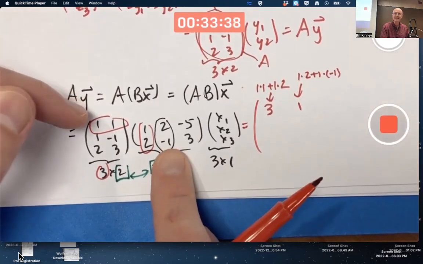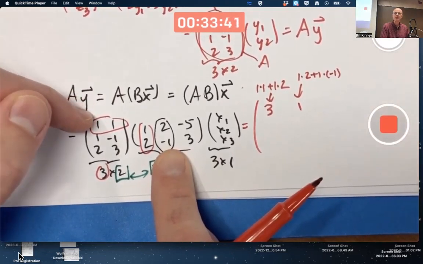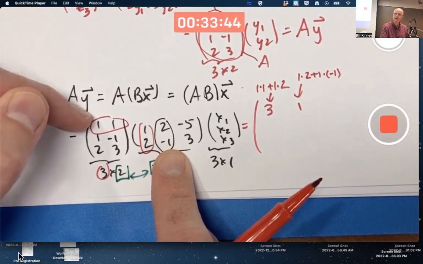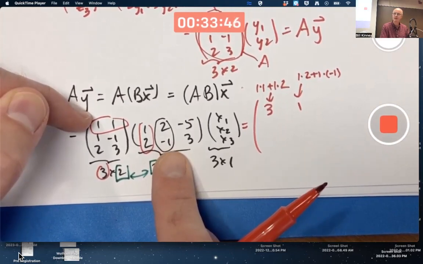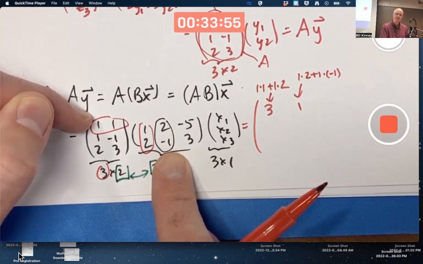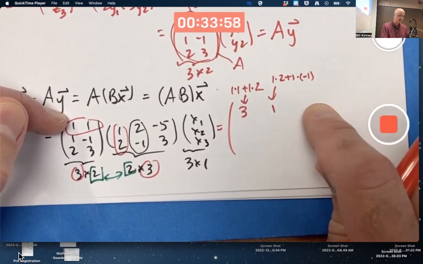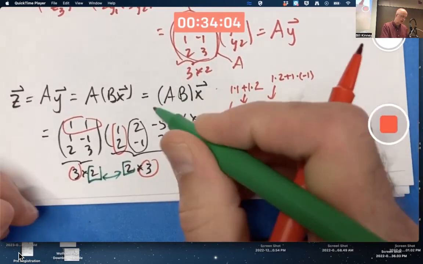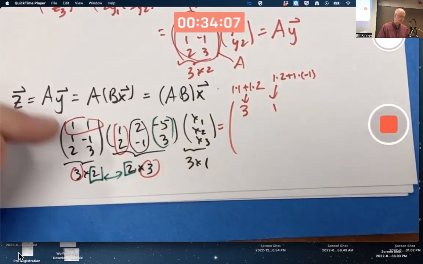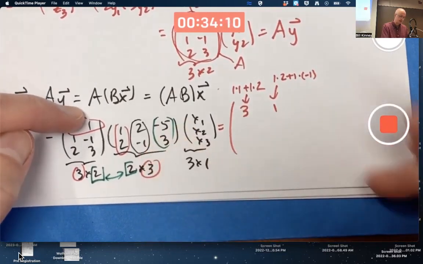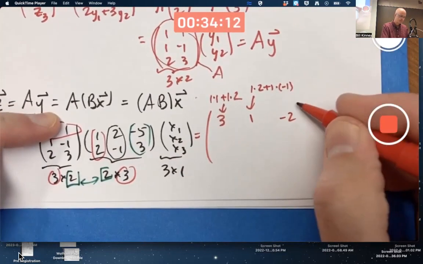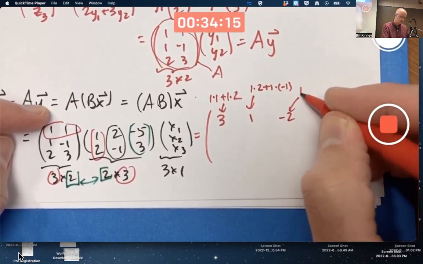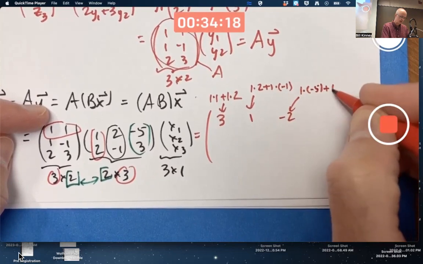I'm dot producting. I never said that before, dot producting. Dot producting the first row of the matrix on the left with the second column of the matrix on the right. This is the shortcut method for multiplying matrices, not the definition. For the first row's third column, stay with the first row of the matrix on the left, go to the third column of the matrix on the right. Do the dot product, 1 times -5 plus 1 times 3, -2. That's 1 times -5 plus 1 times 3.